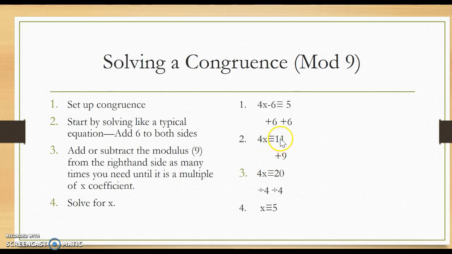We're trying to get the 11 to be a multiple of 4. In this case, we only had to add 9 one time, as you can see here, to get 20, which is divisible by our coefficient for x, which is 4. And then we will follow this by solving for x, as you can see here, by dividing by 4 from each side. And the answer for this congruence is x is congruent to 5.